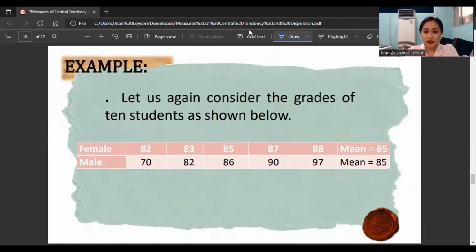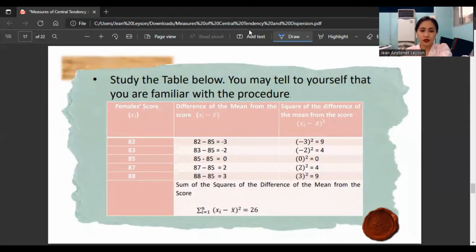So let us again consider the grades of the students shown below. Still the same table. So study the table below. You may tell yourself that you are familiar with the procedure since we have discussed this before in your junior high school or senior high school topics. Anyway, this is how we are going to get the variance. So we have here again the grades of the female students. That's 82, 83, 85, 87, and 88.